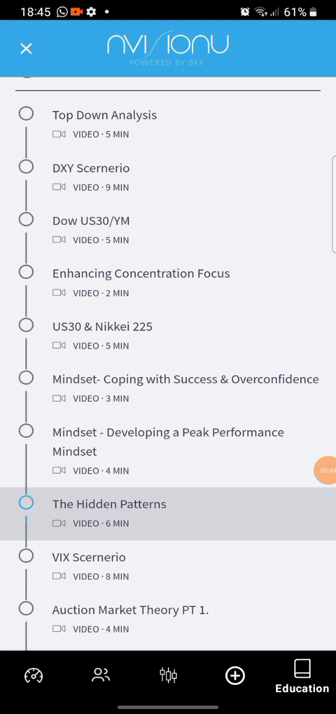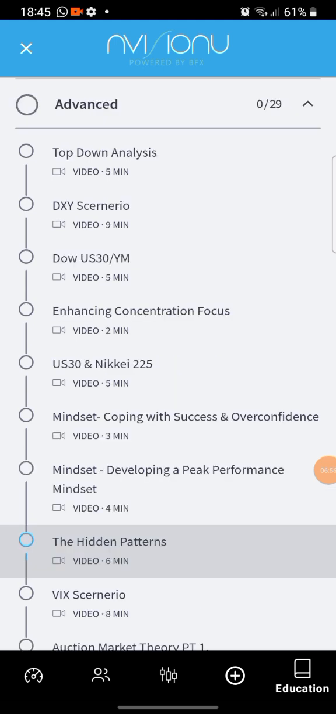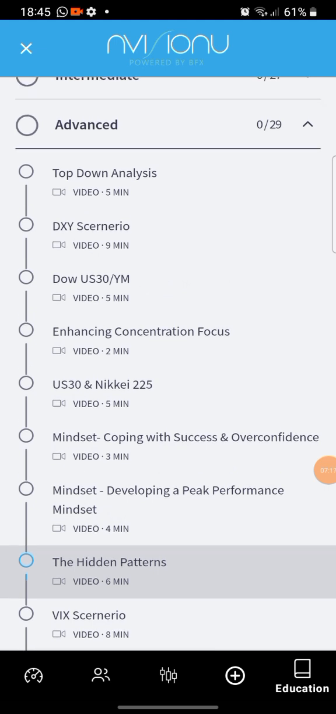If you're an iPhone user, you go on the App Store. If you're an Android user, you go on your Play Store and you download the app. The app name is nvisionu, nvisionu, the letter U. You will see the app come up. It's bluish, just as you saw it in the previous video. It is dark blue and it has NVU in it.